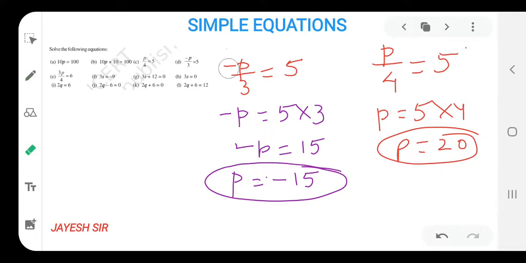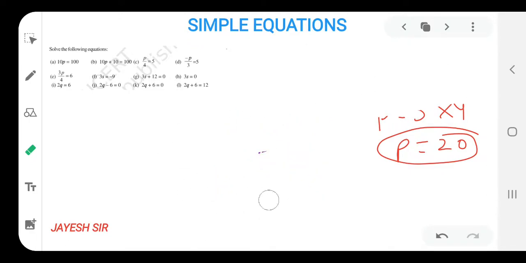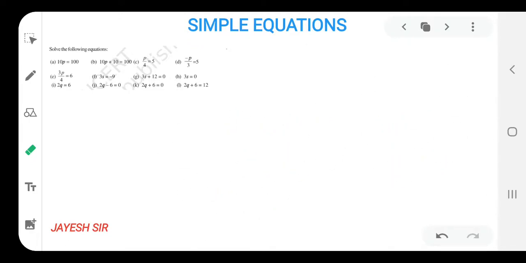So let us begin with the next sum for the day, and if you are capable of solving on your own, pause the video and try to solve, as I am solving over here for you only. So let us begin with the fifth sum, that is 3p upon 4 equals 6.